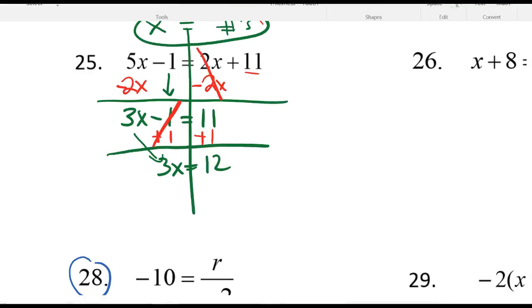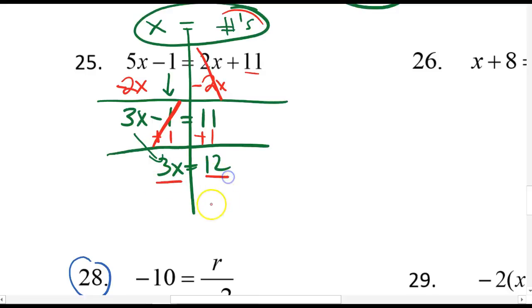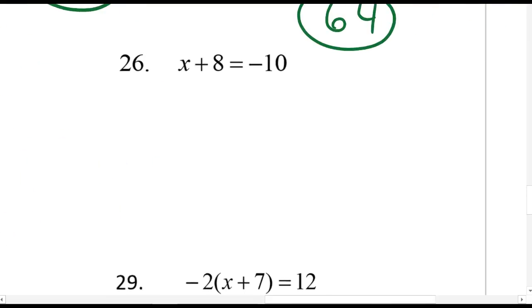And now again, you want x to be by itself, but it's not. It has a 3 next to it. It's 3 times x, so I'll divide that same 3. Whatever number's in front of the x, that's what you divide to isolate. Divide by 3. And now x equals 12 divided by 3, which is 4. Okay? 26. Just like before, I'm going to do this a little quicker.